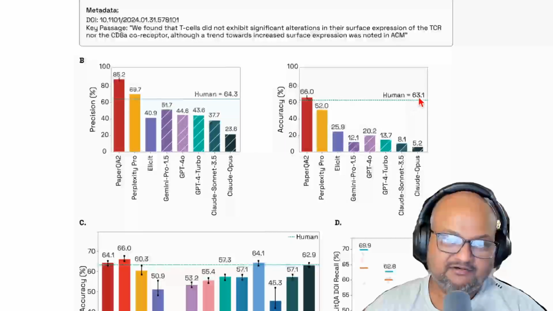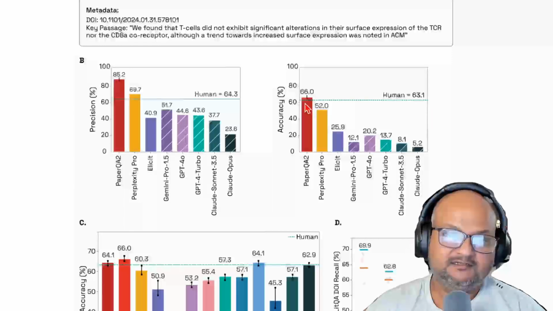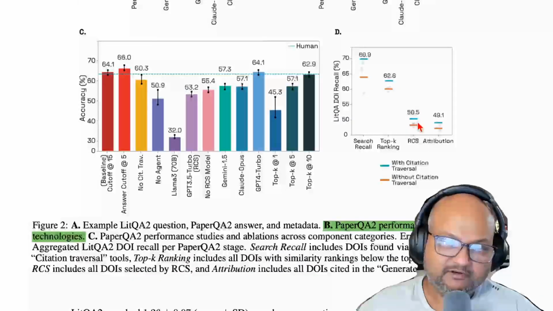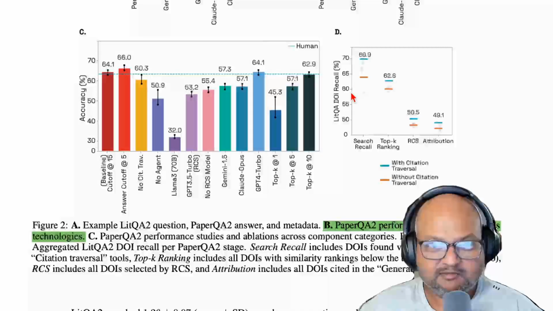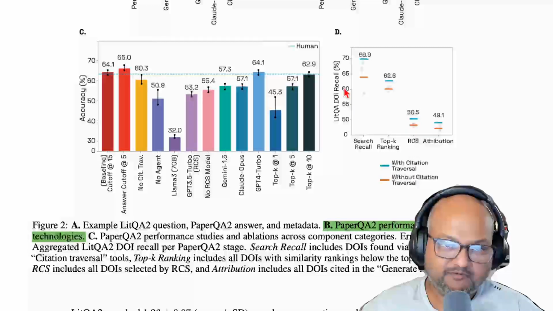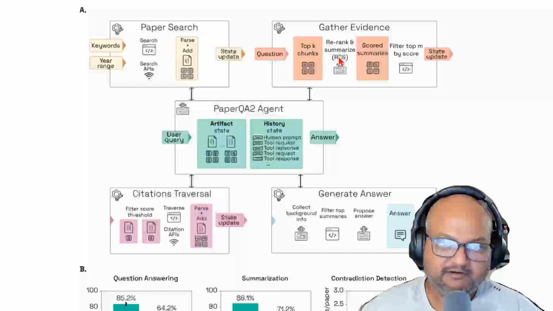And on accuracy, the humans got about 63%, while the paper QA2 system got 66%. Now, if you try to break down the factors that led to that good result, there were a couple of key ones. One was citation traversal. So this graph shows that citation traversal alone provides a big boost to recall. The other big technique that helped was this re-rank and summarize technique.